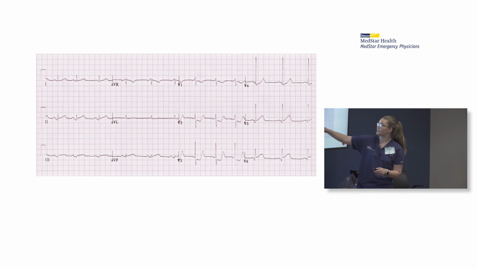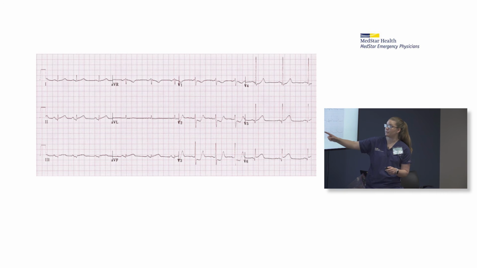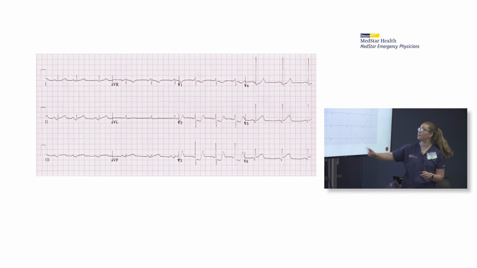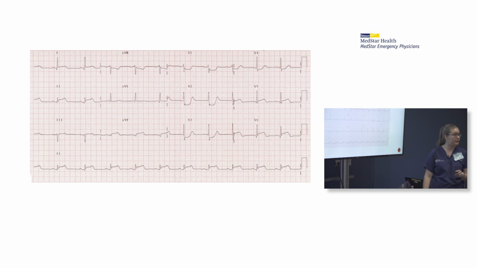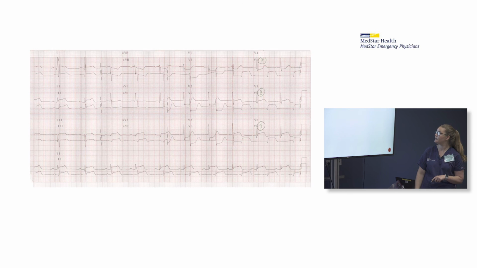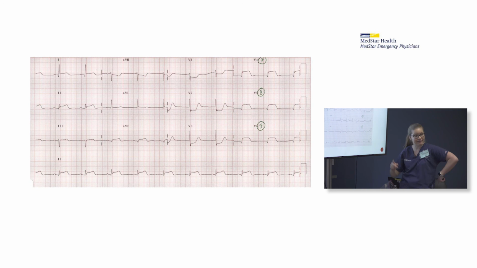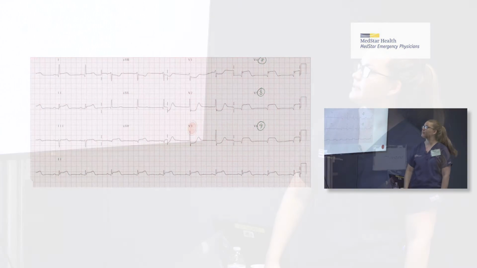So this is another example. Here's V2 and V3. You've got these big depressions here. Again, we're seeing big depressions in V2 and V3, so you're going to ask for your posterior EKG, and those leads, V7, 8, and 9, you put on the back, and all of a sudden you're going to see your STEMI.